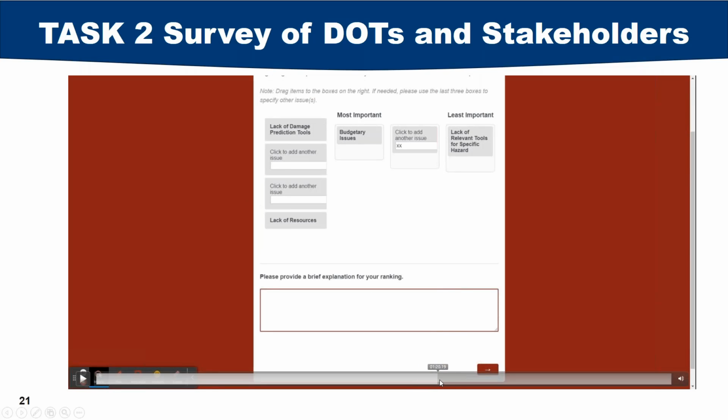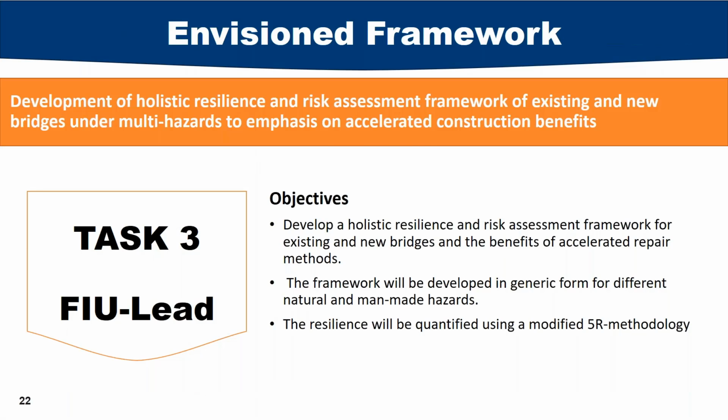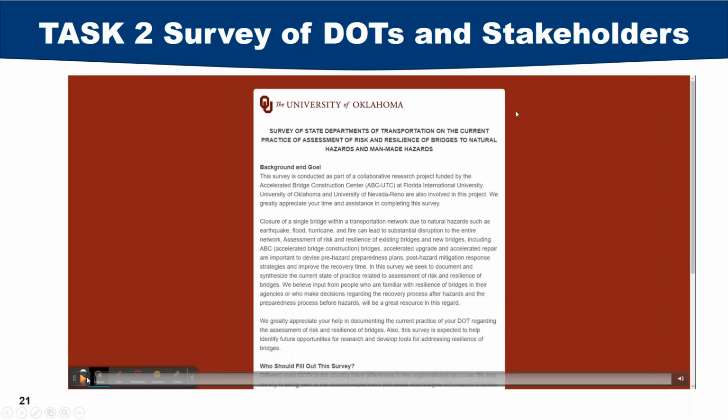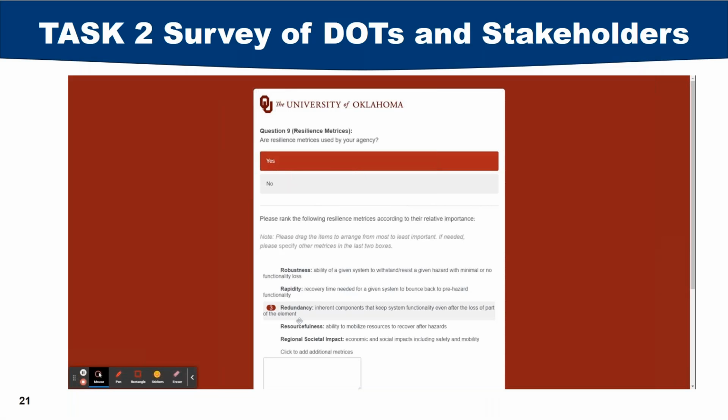So that's question 7. And then question 8 relates to, if we have damage, how does your agency prioritize the recovery of affected bridges? Again, that's most important to least important, and we have given them choices in terms of prioritizing the recovery of affected bridges. So you can see this is kind of how we laid out this survey.